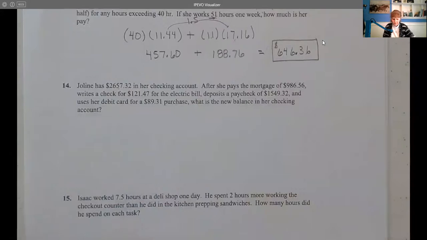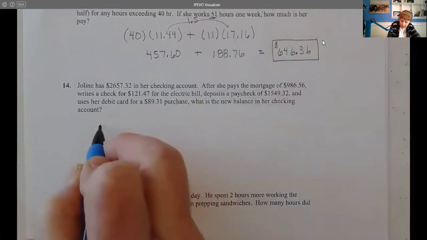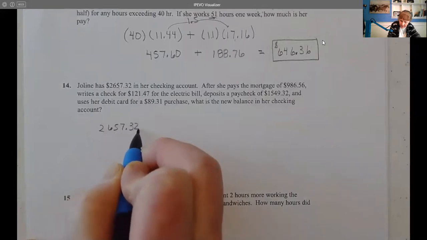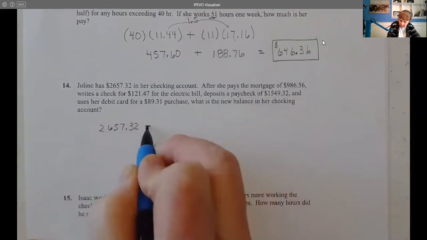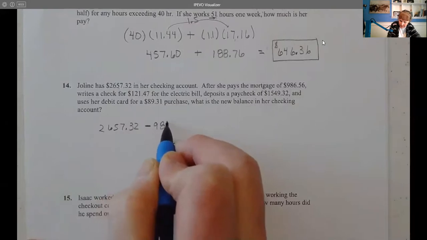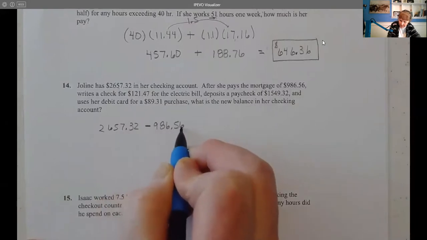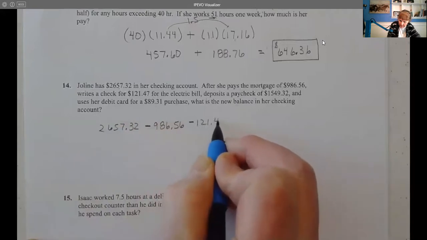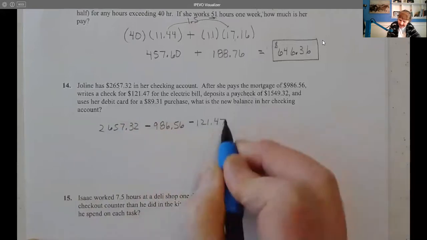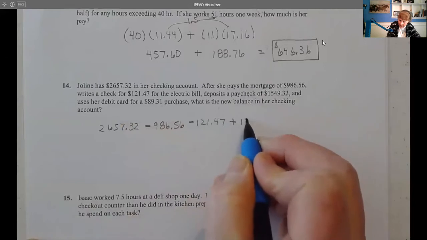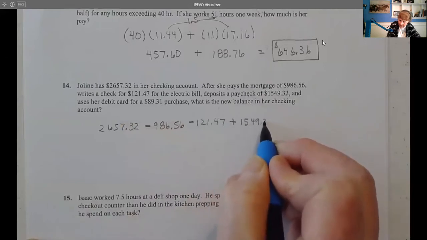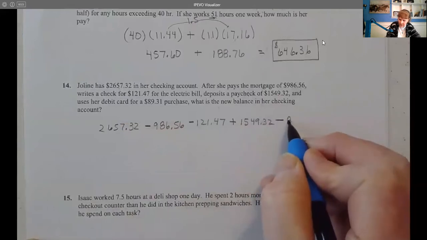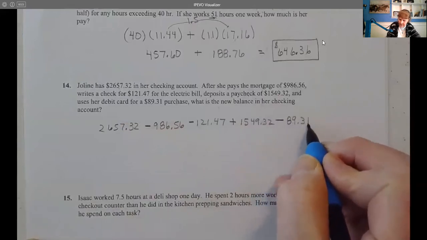All right, well, this one shouldn't be too bad. We start out with this much in the bank. She pays her mortgage. The subtraction. She writes a check. She deposits her paycheck. And she uses her debit card. Oops, that's a big subtraction, but that's all right.